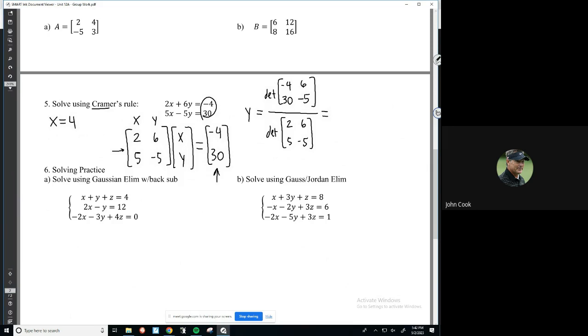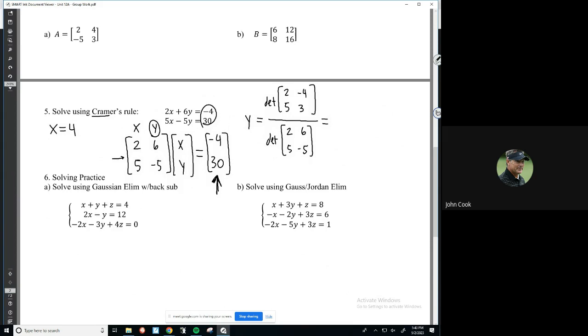So we start off the same way that we did before. We write the determinant of the matrix in the top and the bottom. But now what we're going to do is replace the y column with the solution values over here. Okay, so we erase the y parts, and we just put in a -4 and a 30 here. Before, -4 and 30 were in this column. Now I'm moving it to the other column because the other column is y. So we're solving for y, and this is how we do it.